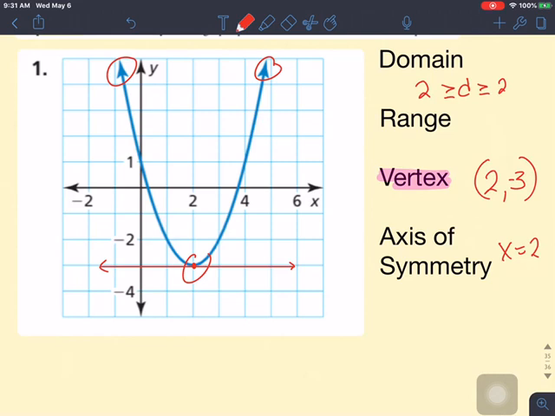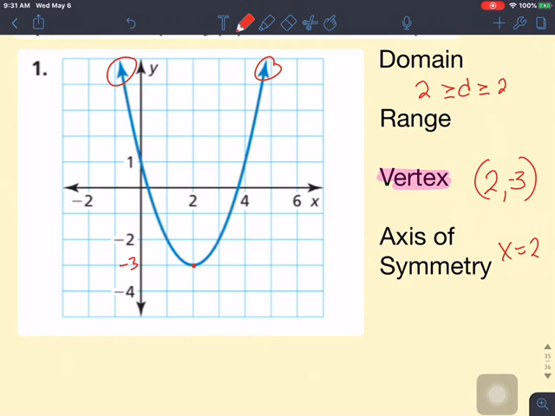Secondly, the range is the other direction, output, or up and down. What are all the possible outputs or answers to the problem? We're really talking about height. And where does that start? It starts down here at -3. So the parabola bottoms out at -3. So we know that one of the outputs is -3. And then it just goes up from there in a positive direction.